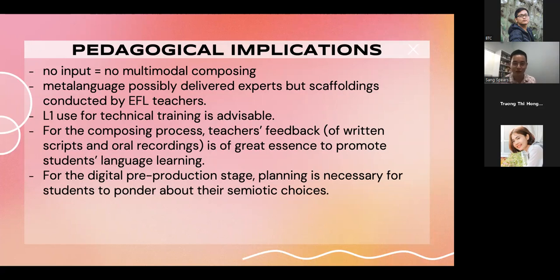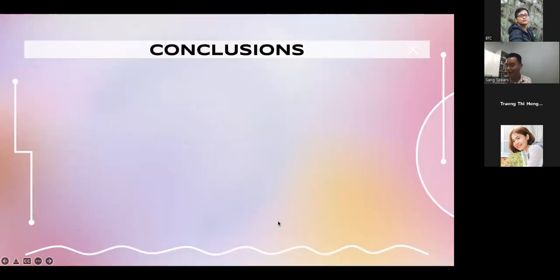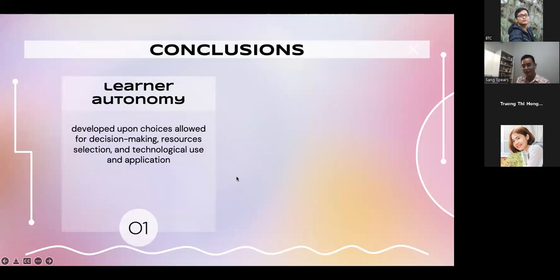All right, so while you're typing, I will come to the conclusion to save us time, because it's been nearly 2 hours. The conclusion is that learner autonomy develops upon choices, allowing for decision making, resource selection, and technological use and application. So make sure that you let your students decide on what they want to learn, when they want to learn, where they want to learn, and how they want to learn.